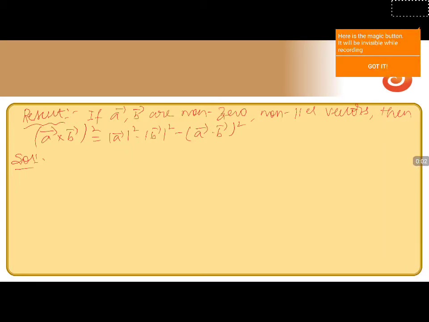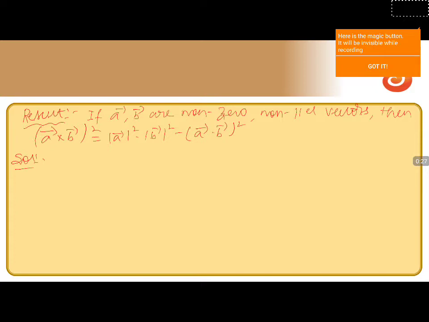Here we are going to discuss one result, that is, if A vector and B vector are non-zero and non-parallel vectors, then |A cross B|² is equal to |A|² into |B|² minus (A dot B)², right?